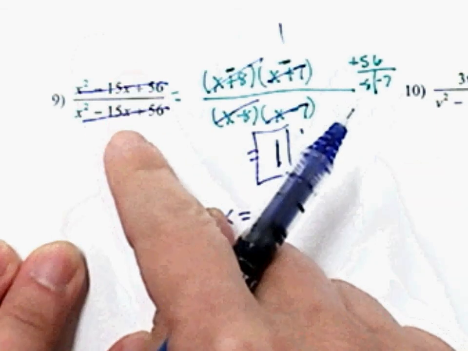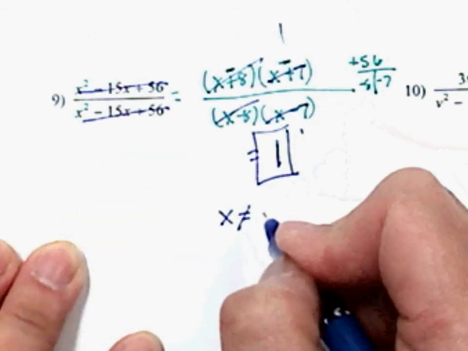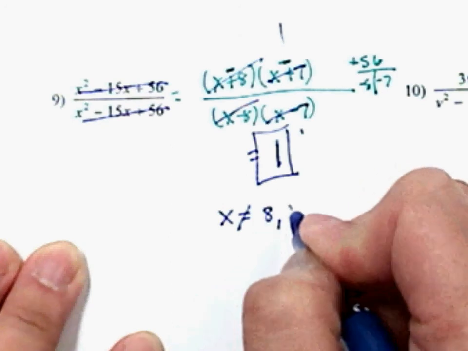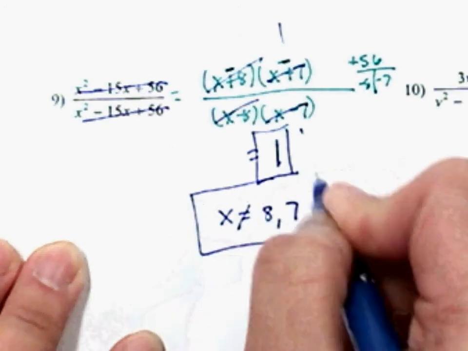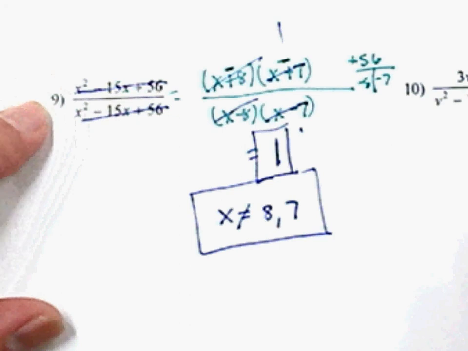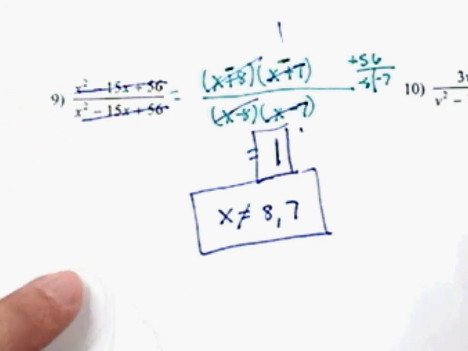What can x not be? Positive 7. And very good. You would have missed this part right here if all you did was cancel that out. Okay? You still got to set your excluded value. Not too bad? All right. Let's go to number 10.